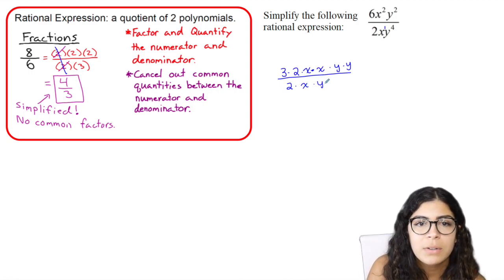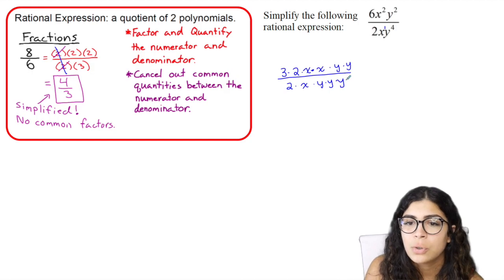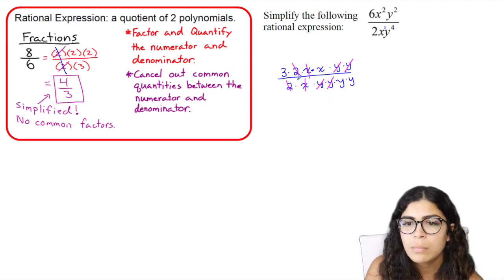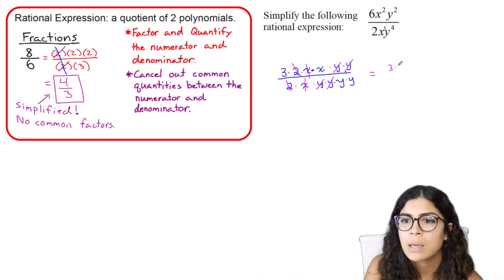Okay, so now you can see that we have a 2 on top and bottom. 2 divided by 2 is 1. We have x divided by x is 1. And we have y divided by y would also be 1. Y divided by y would also be 1. So we cancel out all of those things. So that leaves 3x in the numerator and 2 copies of y in the denominator. So that would be y squared.